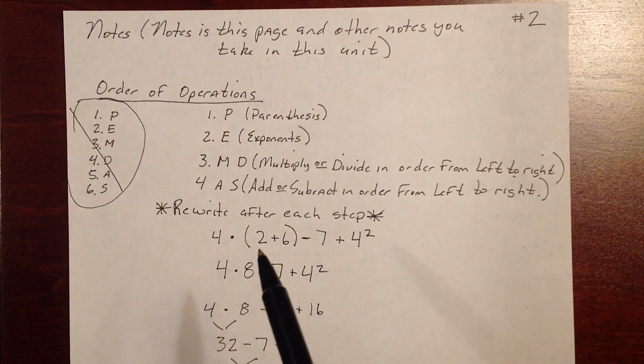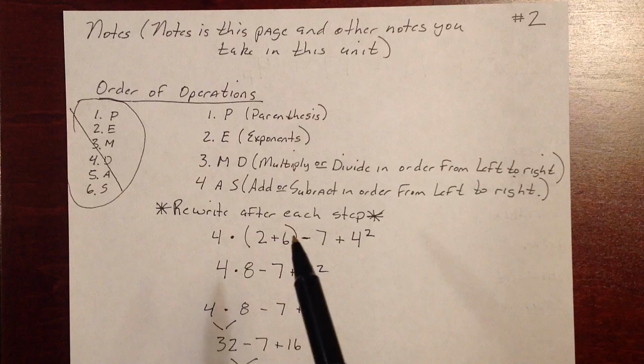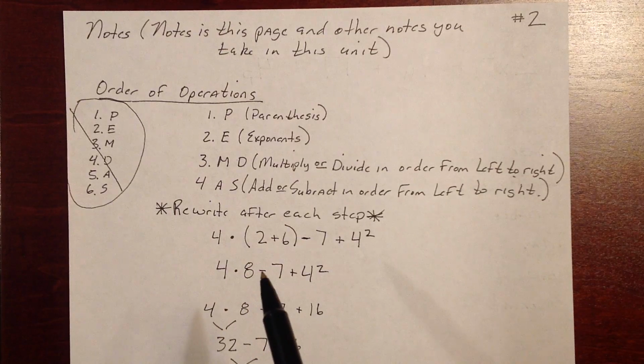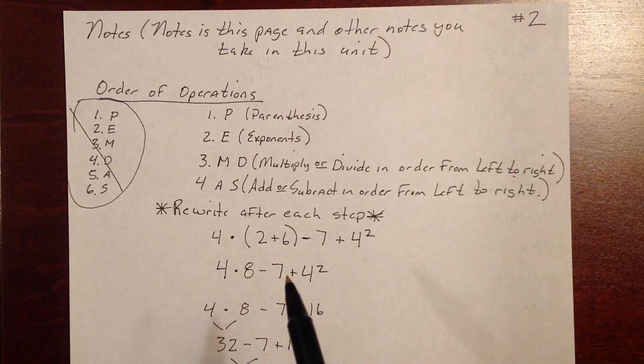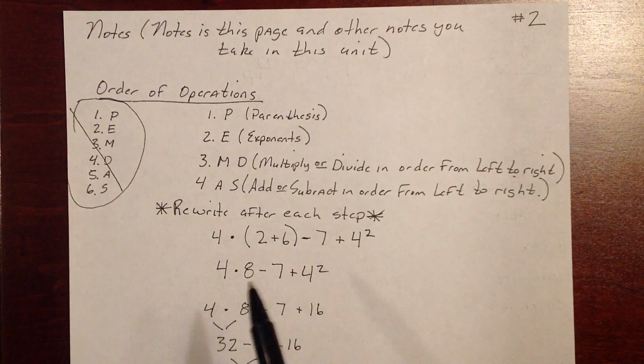So what I want you to do is rewrite the whole thing like I've done. We've got a 4. 2 plus 6 is 8, and I've brought that down here. Minus 7 plus 4 squared. Okay? Now, we start all over. Are there any parentheses? Well, no, those have all been taken care of.